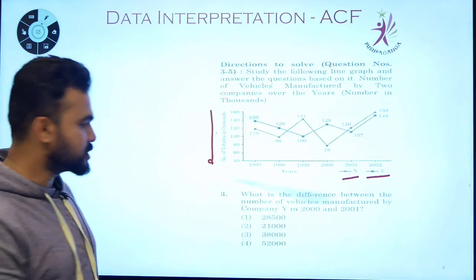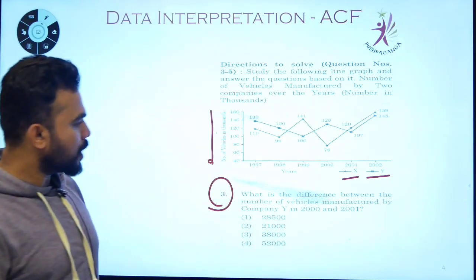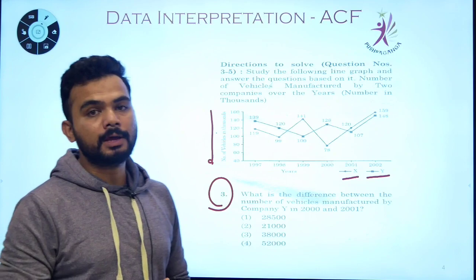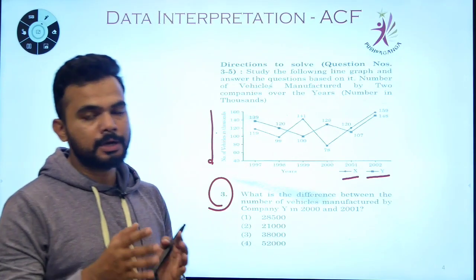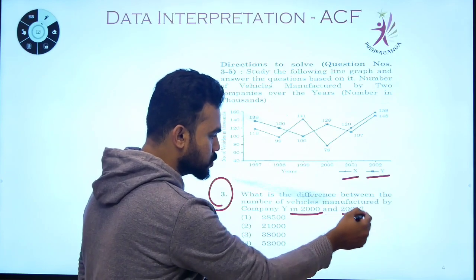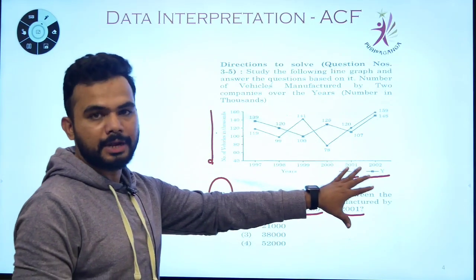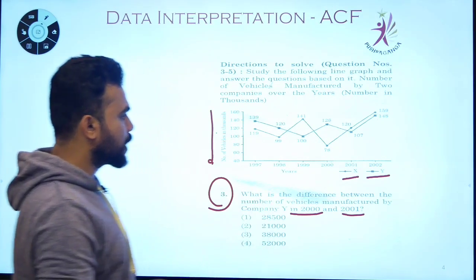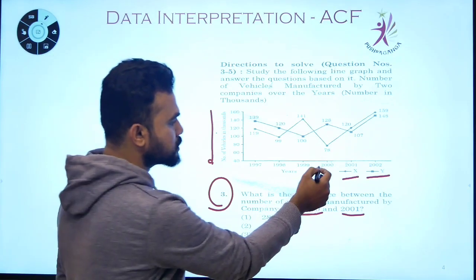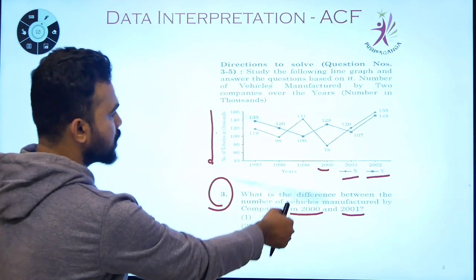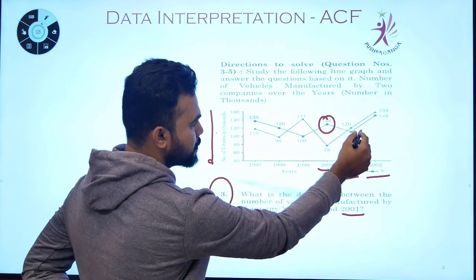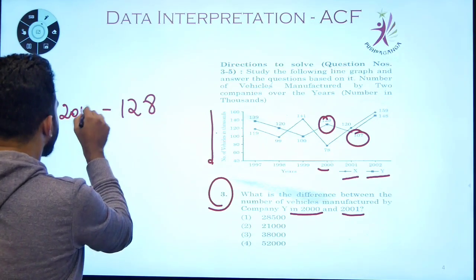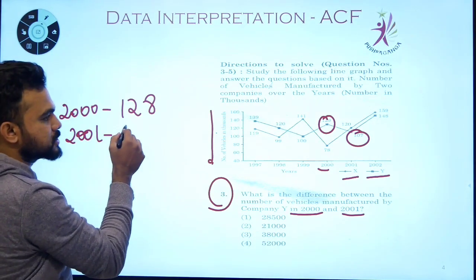This question number is 3. As per the set A, what is the difference between the number of vehicles manufactured by company Y in 2000 and 2001? We are focusing on company Y. Company Y is represented by the square one and company X is represented by the rhombus. In 2000 the production is 128 and in 2001 the production is 107.